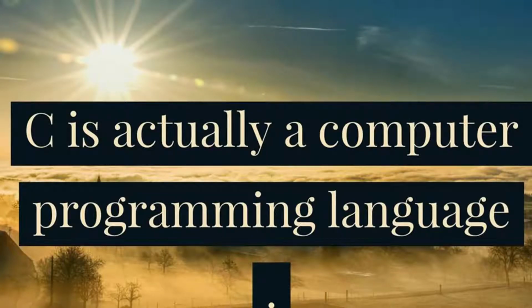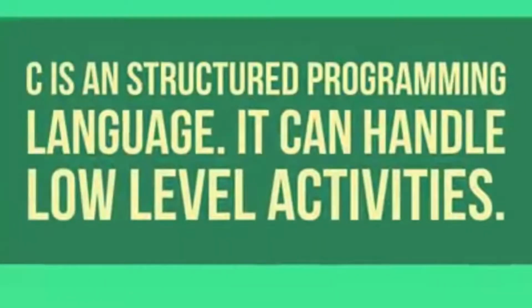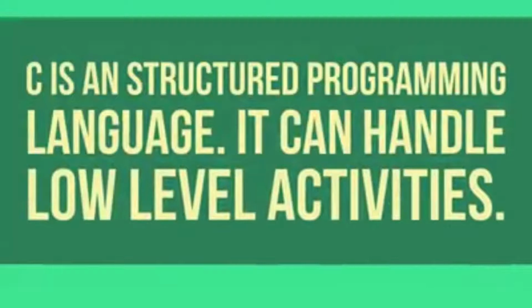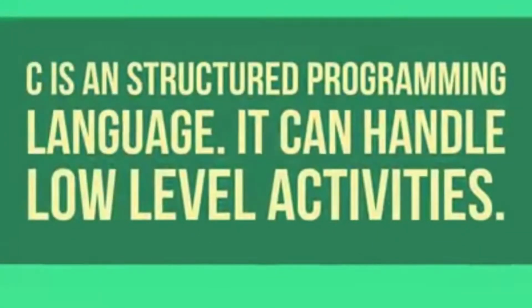C is actually a computer programming language. It was invented by Dennis Ritchie in the early 1970s in Bell Labs. C is a structured programming language. It can handle low-level activities. It was invented to write an operating system called Unix.